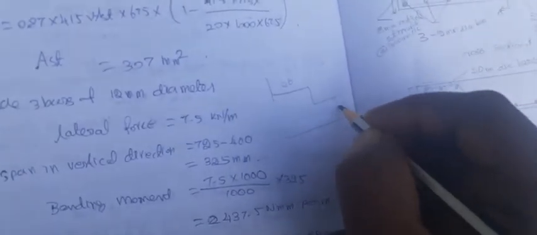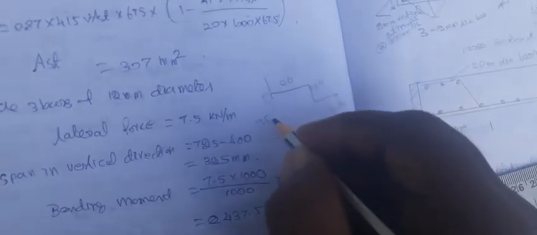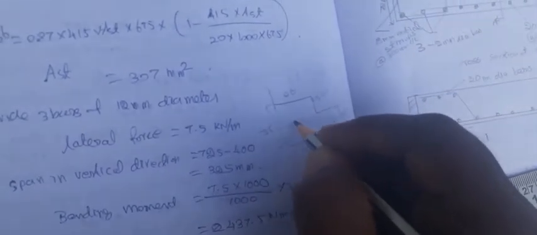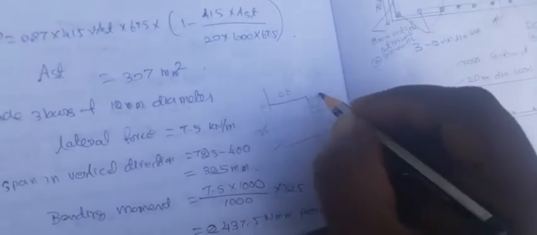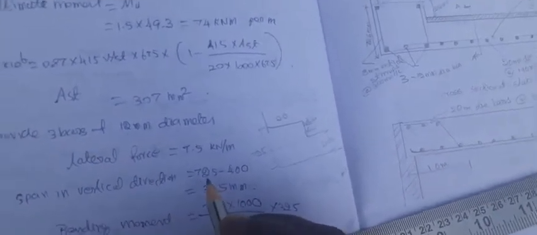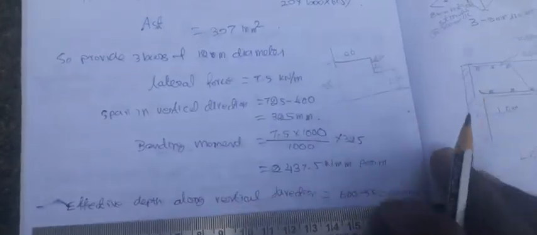Here 400. So here 250. So overall depth is 725. From 725 we are deducting this minus. So this is the actual curb portion that will be laid over the slab, so that this portion will have the lateral forces. That's why the span in the vertical direction is 725 minus 400, so 325 mm. So 325 mm is the area for having a lateral force.